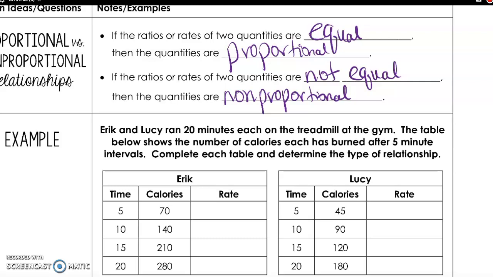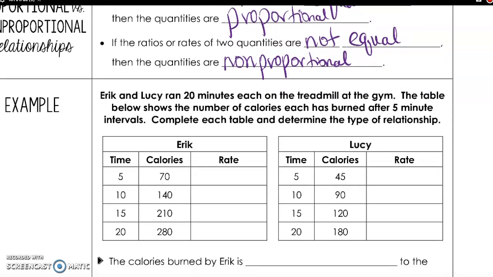So it is a little bit tricky. You need to think about what order to divide these in. So Eric and Lucy ran 20 minutes on the treadmill, and it shows how many calories they burned after each 5 minutes. So you have to think, would you say minutes per calories or calories per minute? You would say calories per minute. So you need to do your calories first and then divide by the time. So for this first one, we need to do 70 divided by 5.